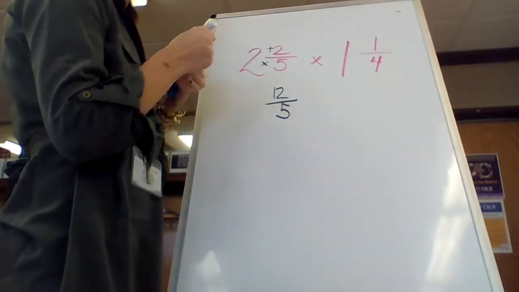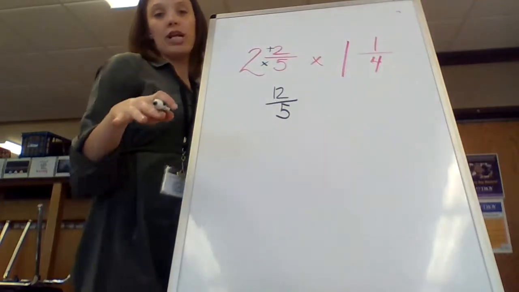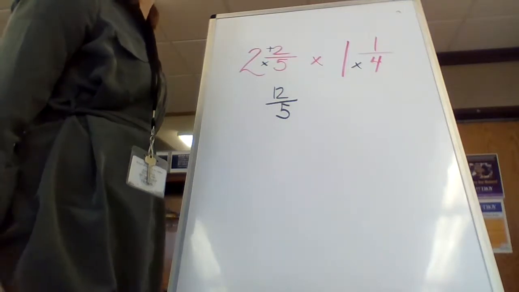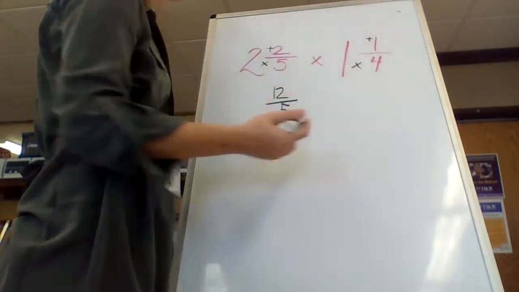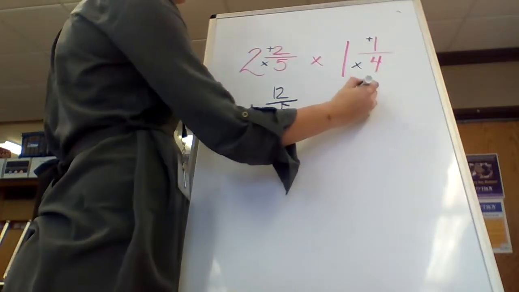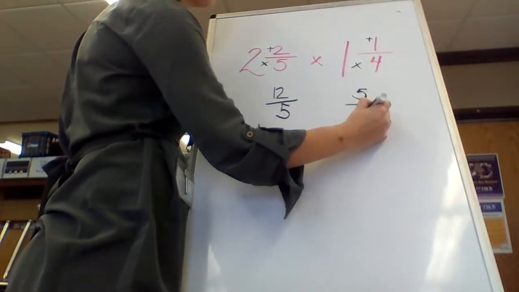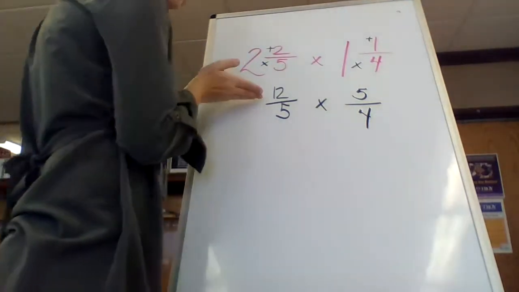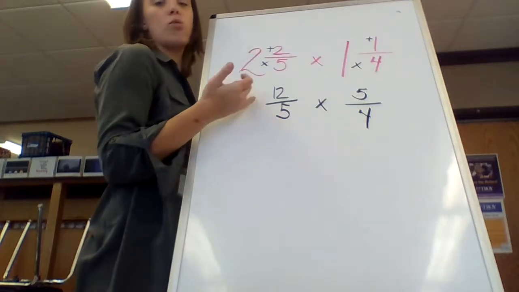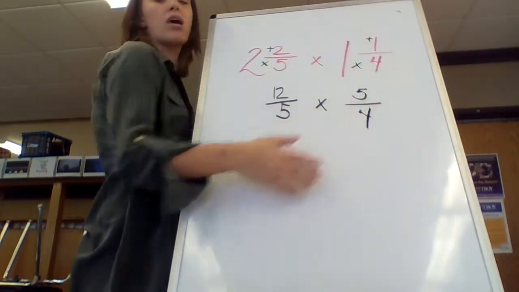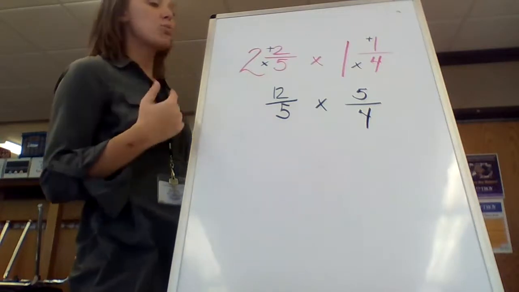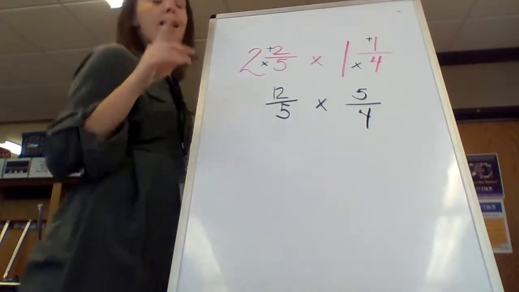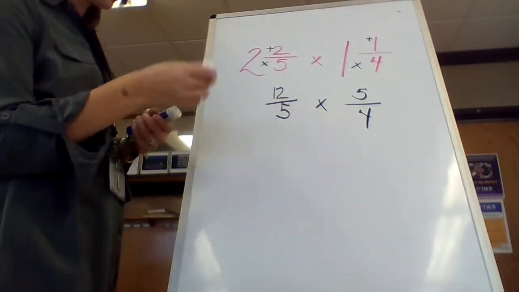Next step, I'm going to check out my next mixed number and turn it into an improper fraction. I do that by multiplying my denominator times my whole number, then add my numerator. 4 times 1 is 4, plus 1 more is 5. Keep your denominator the same. Now, last week I told you to go ahead and multiply across. Multiply 12 times 5 and 5 times 4, then simplify. Well, this week I'm whistling a different tune. I'm going to say, why don't you try to simplify first and then multiply across?